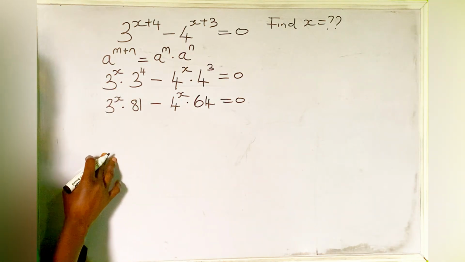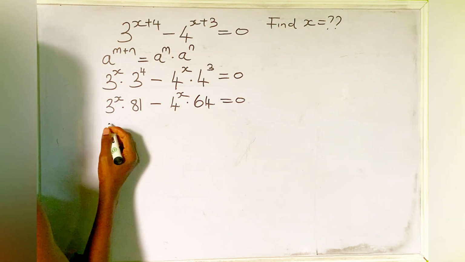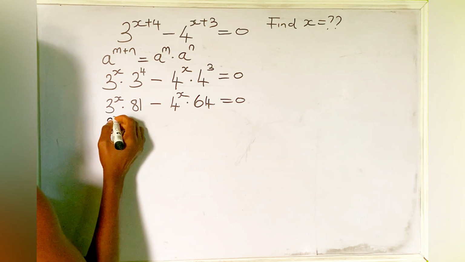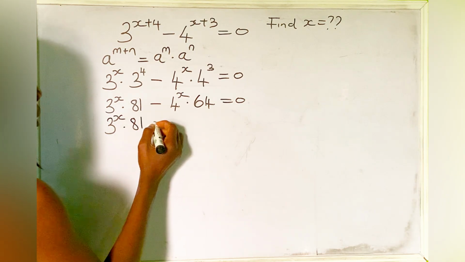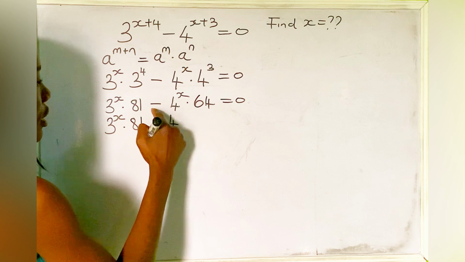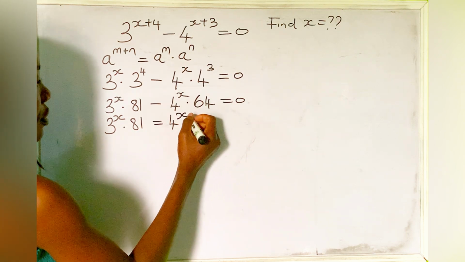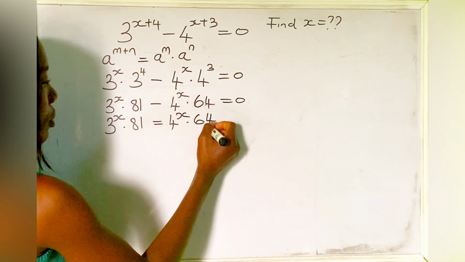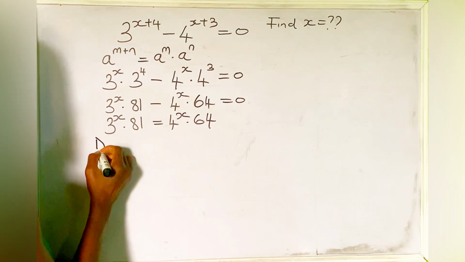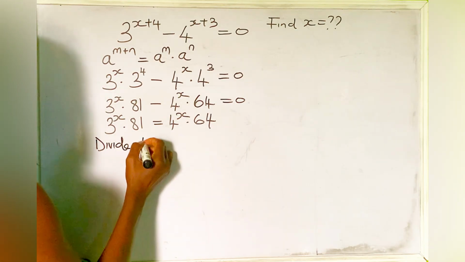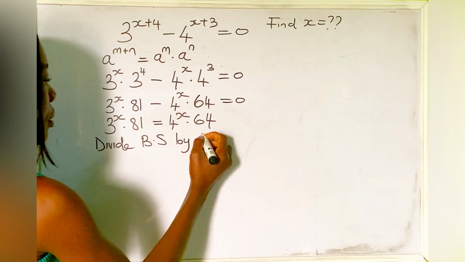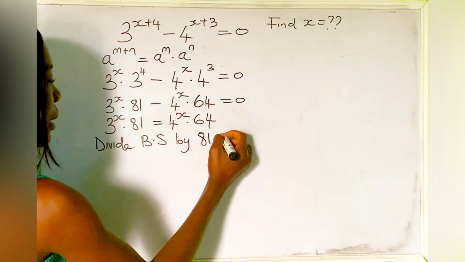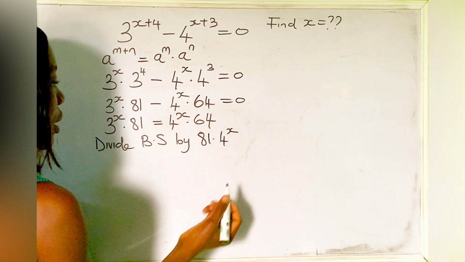Now we can say that 3 to the power of x multiplied by 81 is equal to, when this moves, it becomes positive, 64 multiplied by 4 to the power of x. Now let's divide both sides by 81 multiplied by 4 to the power of x.